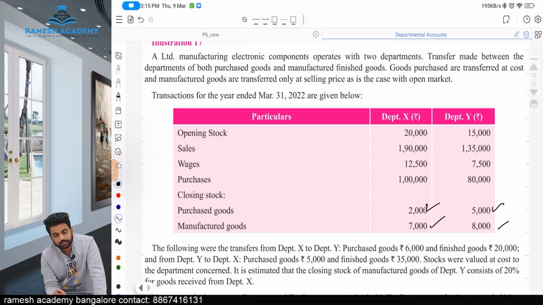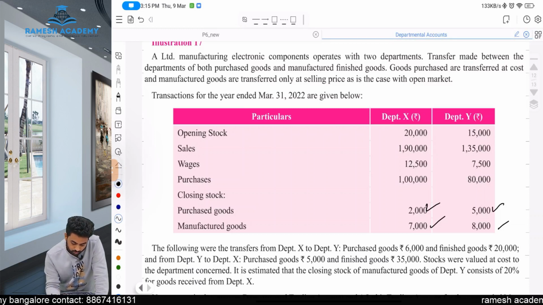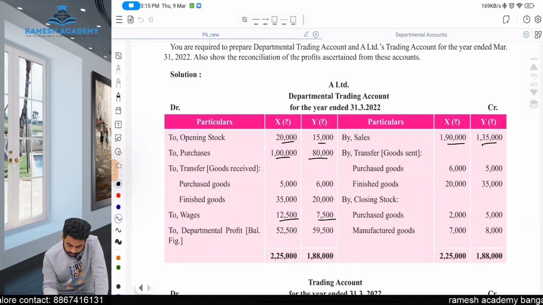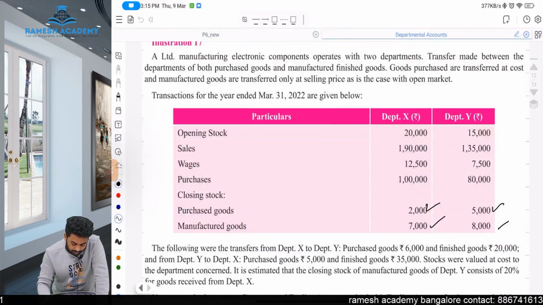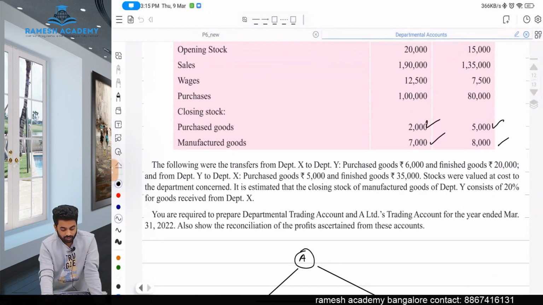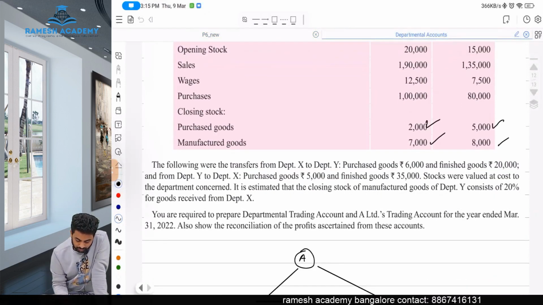They have given a split between the goods which are purchased as well as manufactured. So X it is 2,000 and 7,000, Y it is 5,000 and 8,000. Done. Next, what are they telling? The following were the transfers from Department X to Department Y.